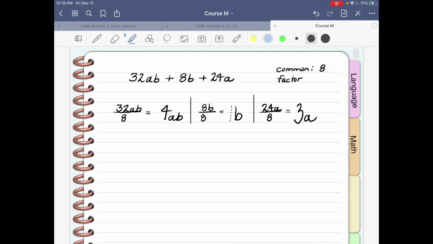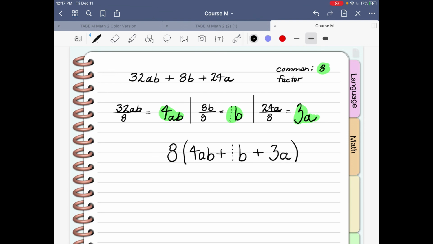So I have all the pieces of this puzzle that I need. I just need to put the answer together. So we have an 8, a 4ab, a single b, the test will not show you the 1, and then the 3a out there.